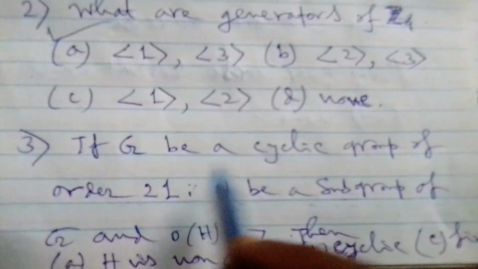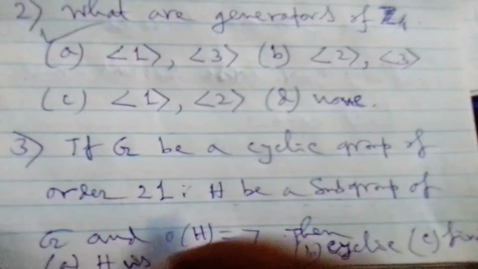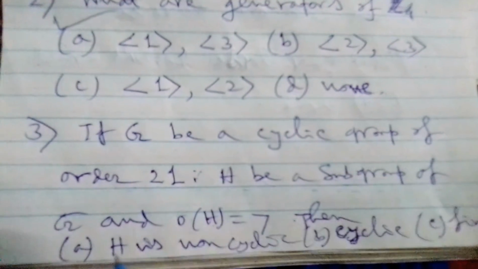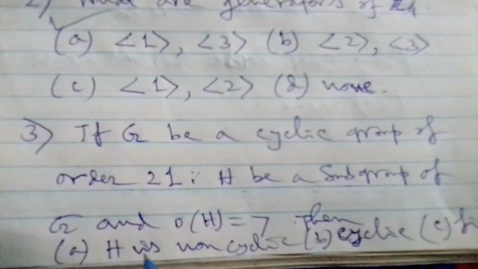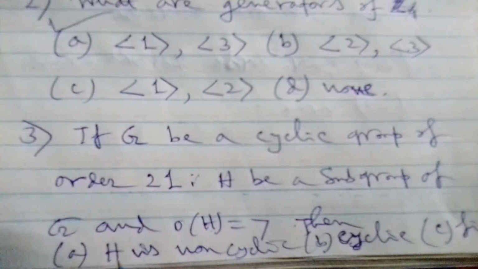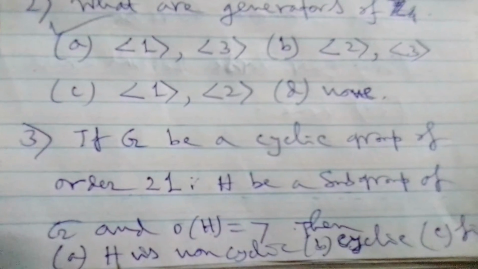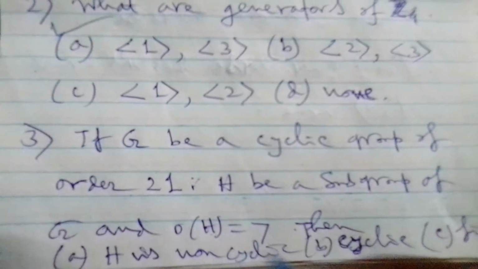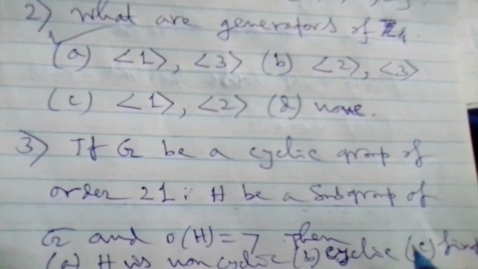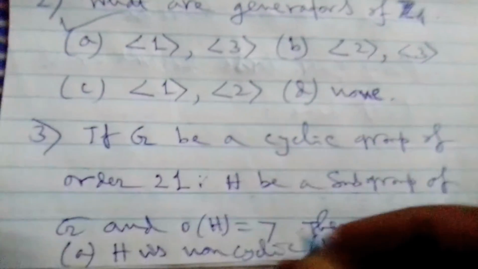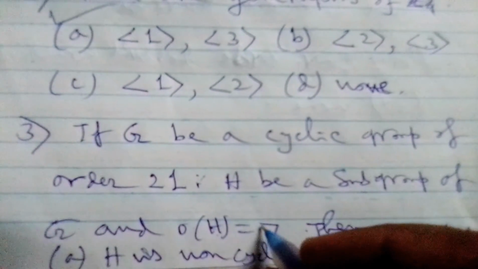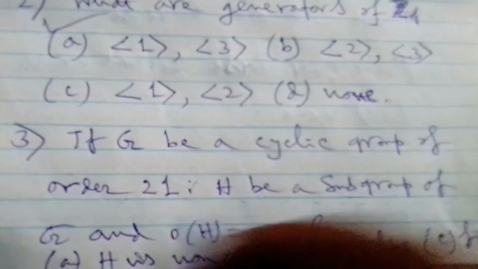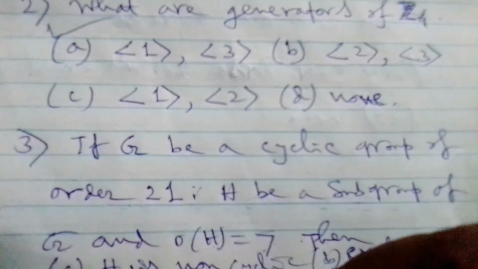Now we go to the next question. If G is a cyclic group of order 21 and H is a subgroup of G, of order 7, then we have to find the nature of the subgroup: is it cyclic, non-cyclic, any other simple group, or none of these. It is clear the order of H is 7 and the order of G is 21.